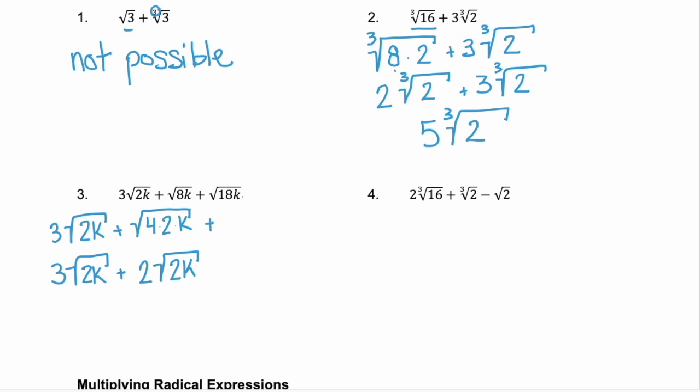And now look at that last term. 18k is the radicand. Well, 18 is 9 times 2. And the square root of 9 is 3, which leaves a radicand of 2k. So now all 3 terms have the same radicand, 2k. So we can add the coefficients in front of them. 3 plus 2 plus 3 is 8. So we have 8 square root of 2k.